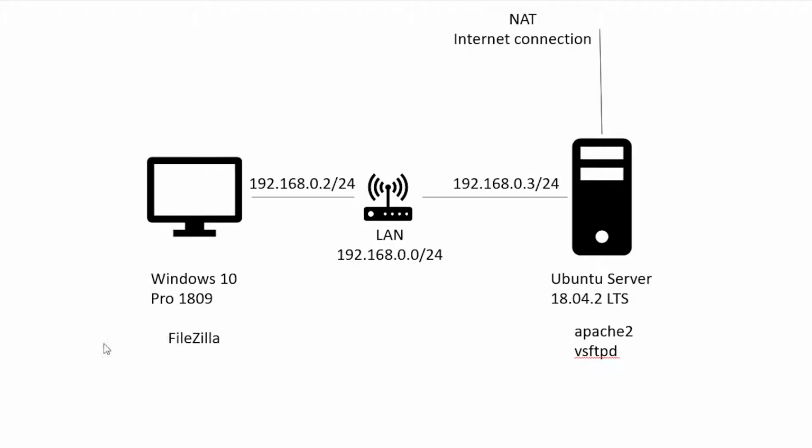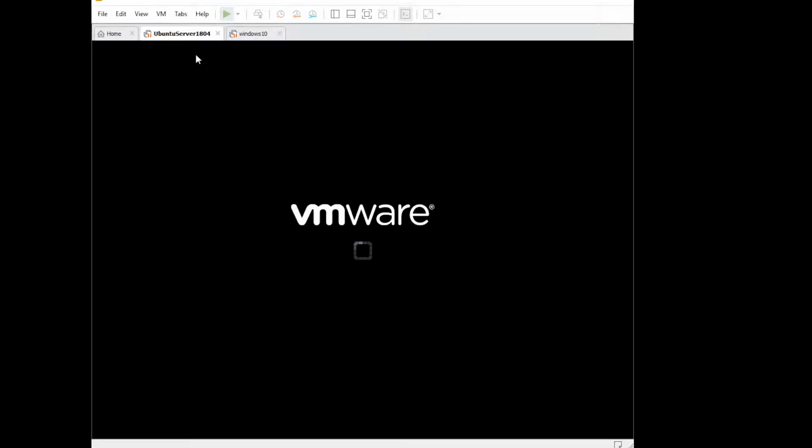So what I'm gonna do is make a Windows 10 machine and Ubuntu server and install Apache and FTP server on Ubuntu. The Windows 10 machine is going to connect with the LAN segment in VMware and configure the Apache server using the FTP client FileZilla. Run the Ubuntu, run the Windows 10.